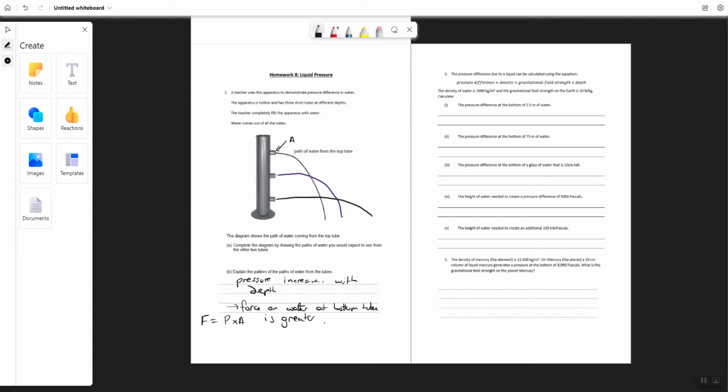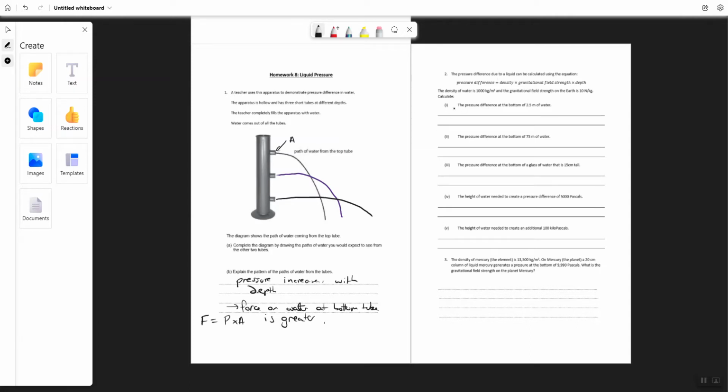But realistically, actually, just really talking about pressure increases with depth. The pressure difference due to a liquid can be calculated using this equation. Pressure difference equals density times gravitational field strength times depth. So if you're ever asked to use density, you'll be given the density of this. Density of water is 1,000 kilograms per cubic meter. Gravitational field strength of Earth is 10. Calculate the pressure difference at the bottom of 2.5 meters of water. So we're just putting things into the equation.